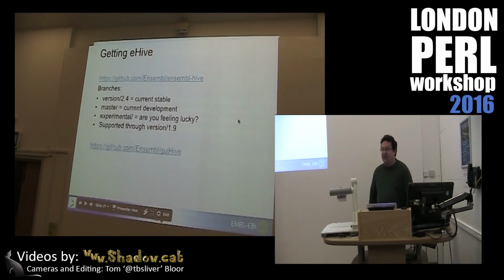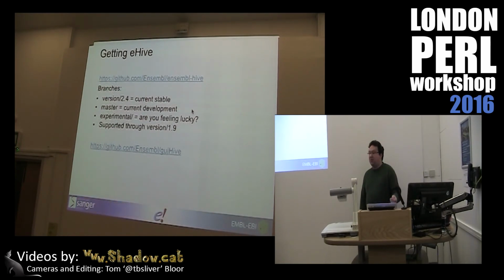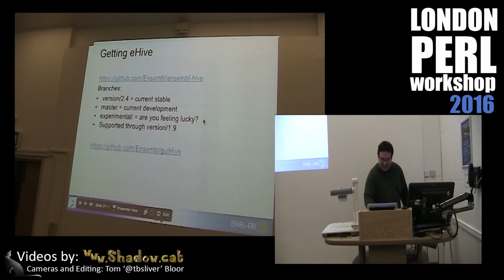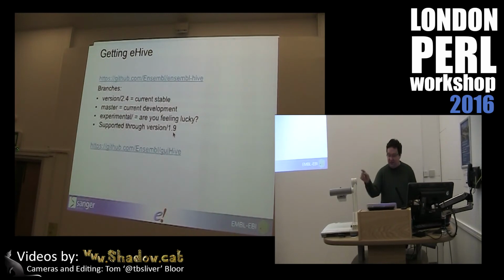If you're interested in eHive, we're on GitHub. It's under the Apache license. Our versioning system, basically anything version 2 should be compatible at least at the beekeeper level. And then we have minor version updates. These correspond mostly, but not exactly, with database schema updates. 2.4 is our current stable version. Master is the current development version, but it's pretty stable and usable. The biggest thing is occasionally the database needs to be patched and upgraded as we upgrade it. Anything experimental is arguably lucky. And we're supported back through 1.9 if you find the versions. And if you want to install the GUI Hive, that's a separate repo on GitHub as well.